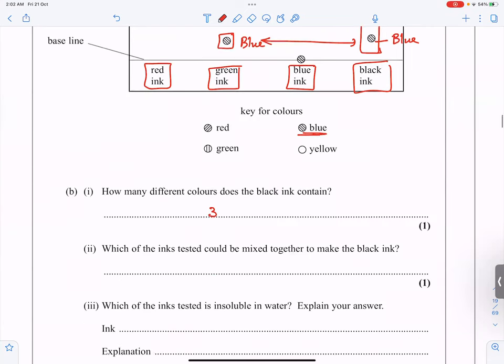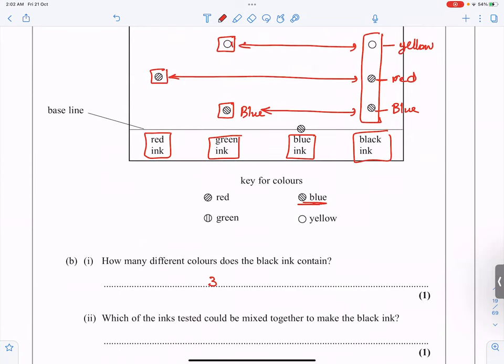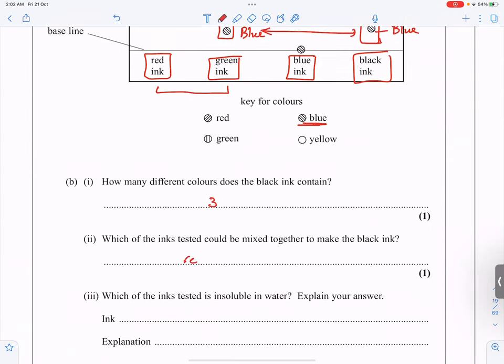طيب which of the inks tested could be mixed together to make the black ink? بنبص horizontal يبقى انا اقدر امكس الريد مع الجرين عشان ثلاثه سبوتس بتوعي اللي هم الريد واليلو والبلو موجودين في التو كولرز الريد انك والجرين انك. هنا I can mix red and green to make the black ink.